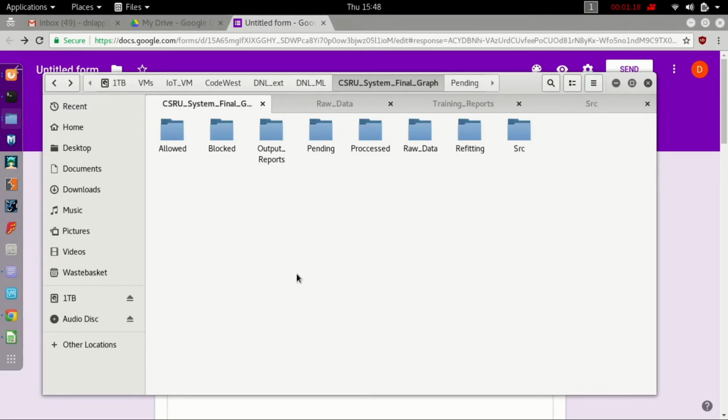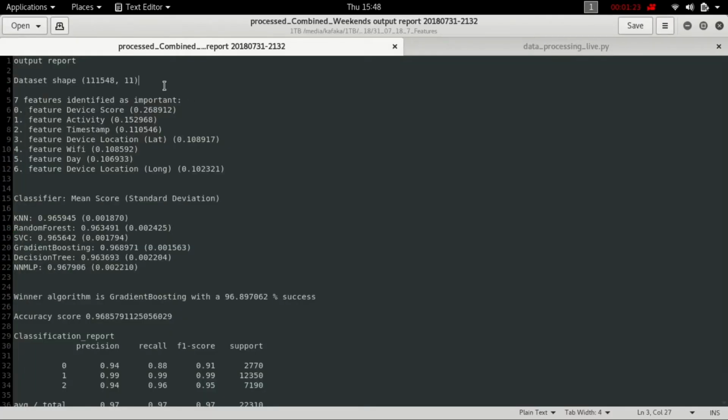So when we were training the system, the first thing we did was feature selection. This was so that the system could identify which features were important, such as the device score, the activity, also things like the time and day, as activities would only be allowed if they were between 9 to 5, Monday to Friday. Once we had all these features, the data was passed to multiple different algorithms.